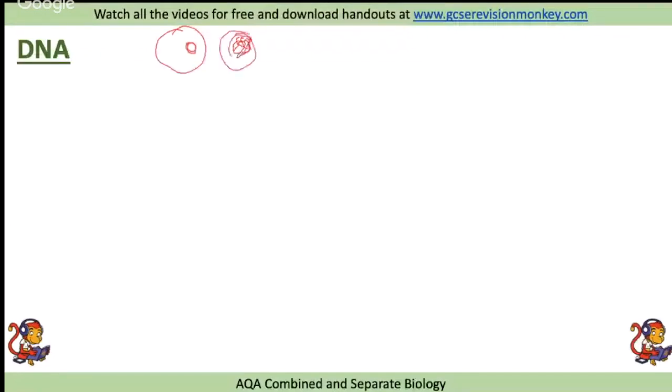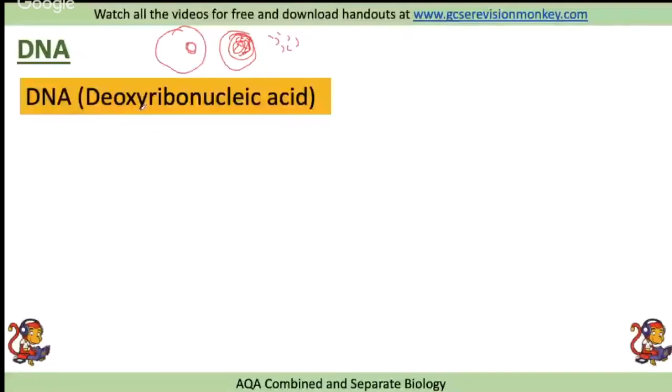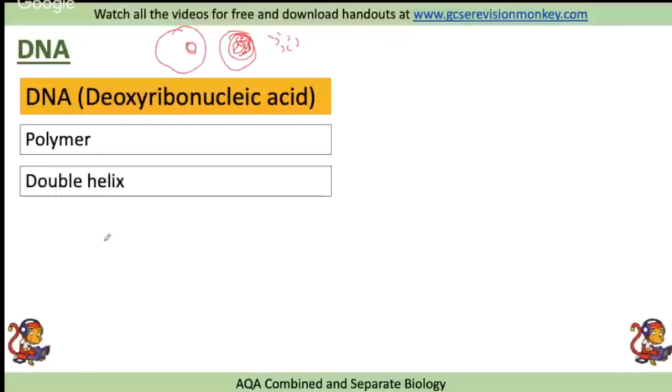And at certain times, like cell division, it will make chromosomes and wrap itself up into little packages. So DNA stands for deoxyribonucleic acid. That's the chemical that makes up DNA. It's a polymer, which means it's a long chain, and it's a double helix. So it will look something a little bit like that, where you've got one strand and then a second strand wrapped around it like so. So that's what our DNA looks like in its structure.